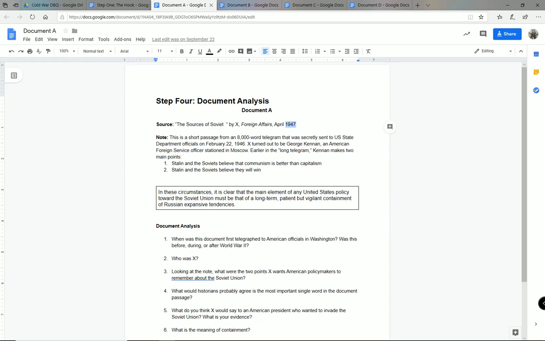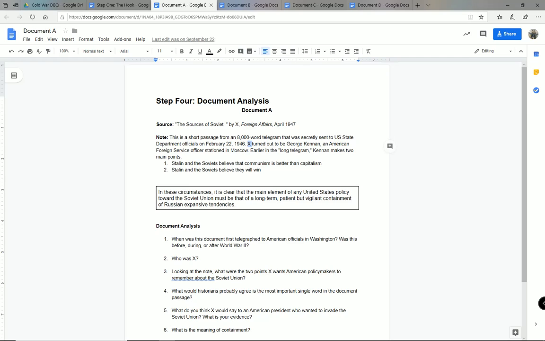This is 1947, and it was sent to us in an 8,000 word telegram, which, if you don't know anything about a telegram, it takes 1,000,000 years to send a really short message. 8,000 words is not a short message. But this huge telegram was sent to us in 1946, and it wasn't until 1947 when they published pieces of it for the public to see.